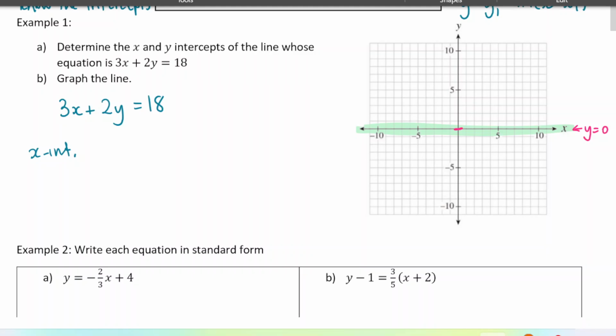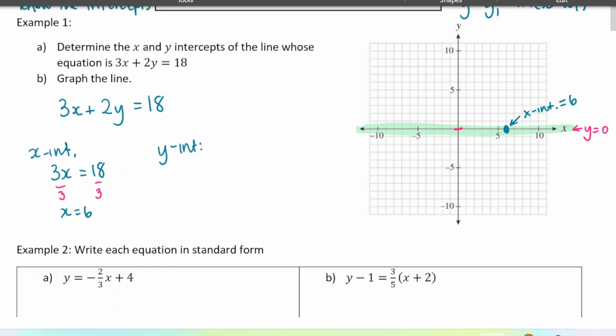So if the y value was 0, I would essentially have 3x equals 18 because that y would go away. Divide by 3, and I get x equals 6. So I know that the x-intercept of my equation is 6, and I can graph it right here. X-intercept equals 6.